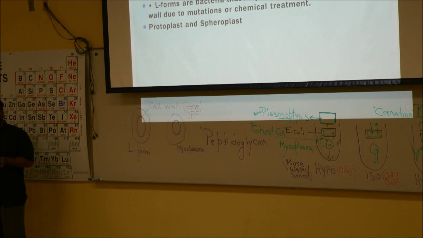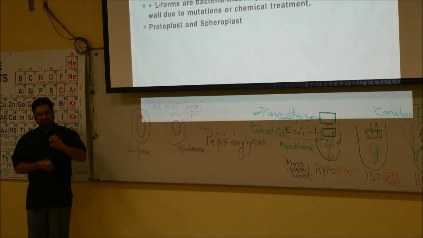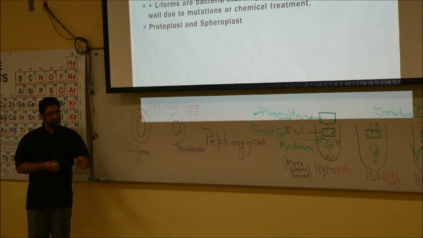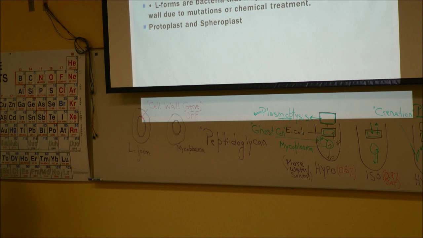Any questions? What was the archaeobacteria? Archaeobacteria are the very first bacteria on this planet. But the thing you need to remember is they don't have peptidoglycan. They have a cell wall, but it is different from all other bacteria. No peptidoglycan, though. Protoplast and spheroplast are man-made structures. They will take me at least 5 to 10 minutes to explain, so I'm not going to start that today.